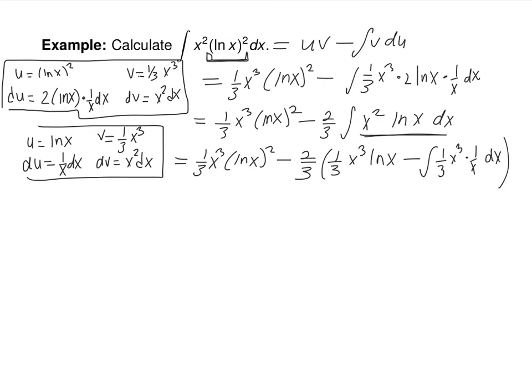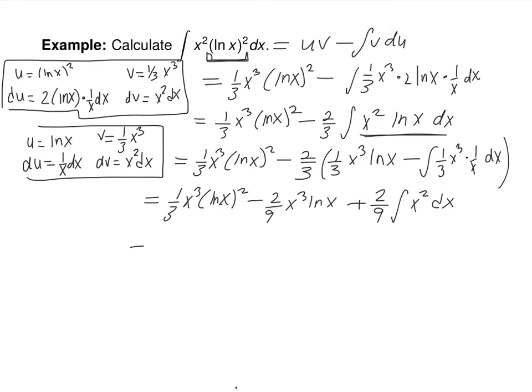So we have, we're almost done, 1/3 x cubed ln of x squared minus 2/9 x cubed ln of x, and then plus 2/9 times the integral of x squared dx. And after 2 iterations of integration by parts, we've reduced this down to something that we can do. The antiderivative of x squared is 1/3 x cubed, excuse me.